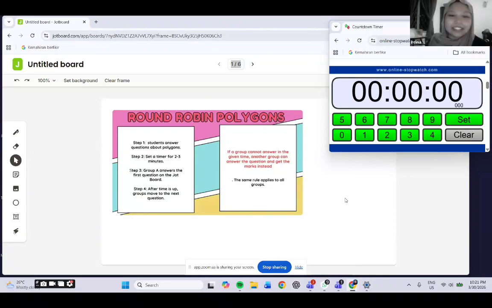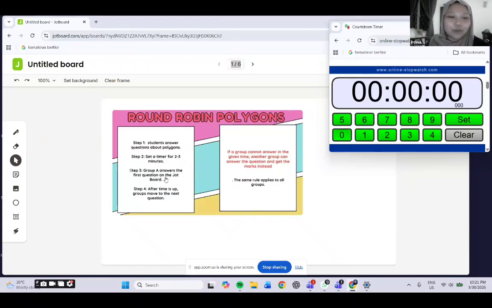Okay, so I will share this link for the board later, but I just want to explain quickly regarding the instructions. So this activity is called round robin polygon. Basically, it's just like you answering some questions within the time frame. Beside this, as you can see, there's a timer, right?